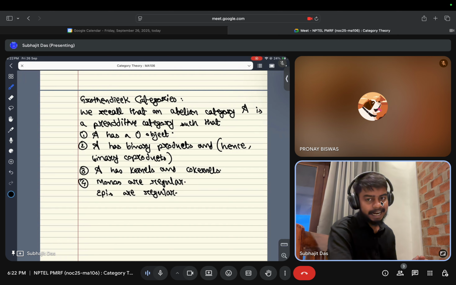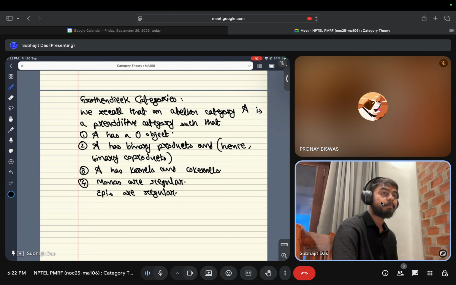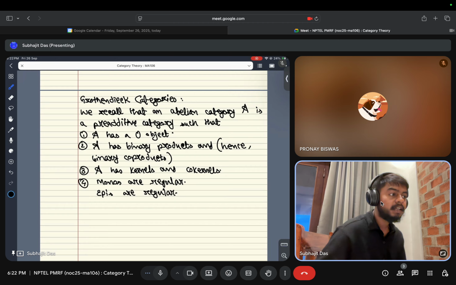But it turned out that to capture nicer and stronger examples, and in particular to actually do module theory in more abstract contexts rather than just sticking to modules over rings, what one needed, or rather what Grothendieck needed, was some further axioms which got encapsulated into the definition of what is now called Grothendieck categories.